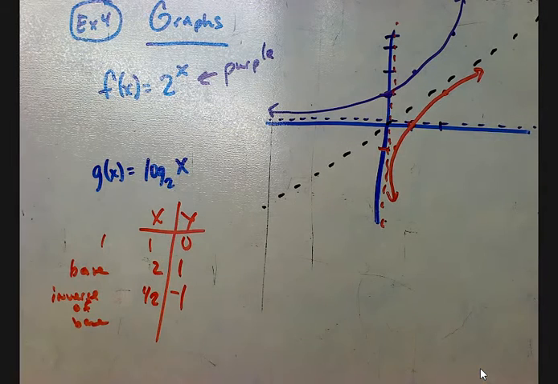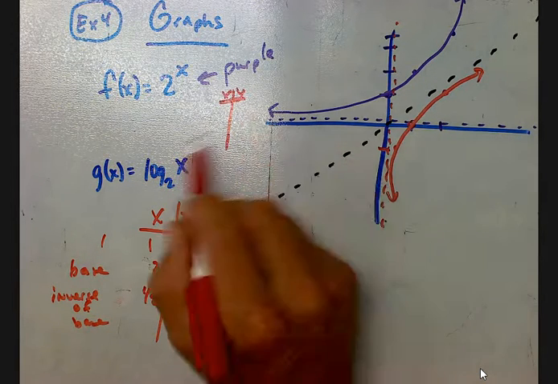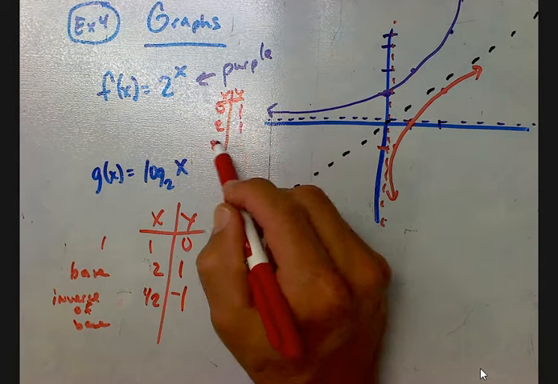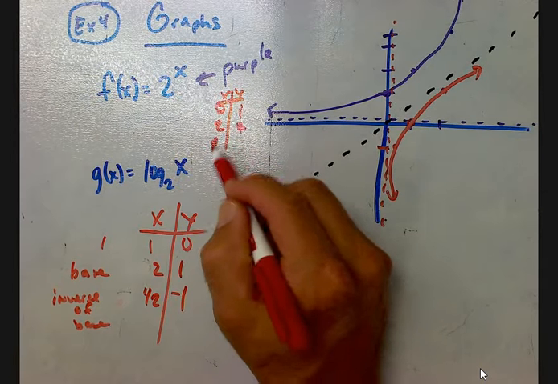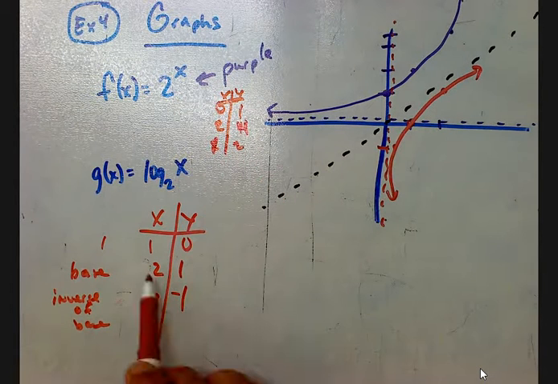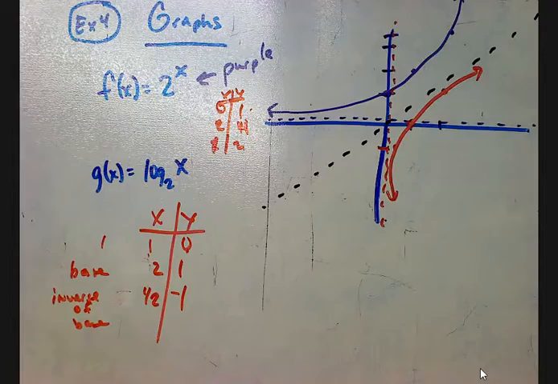The other thing we can do to compare: if x is 0, y is 1; if x is 1, y is 2; and if x is 2, y is 4. Notice (2, 1) and (1, 2) are exact opposites. (0, 1) and (1, 0): x and y split. So these two things are inverses of each other.